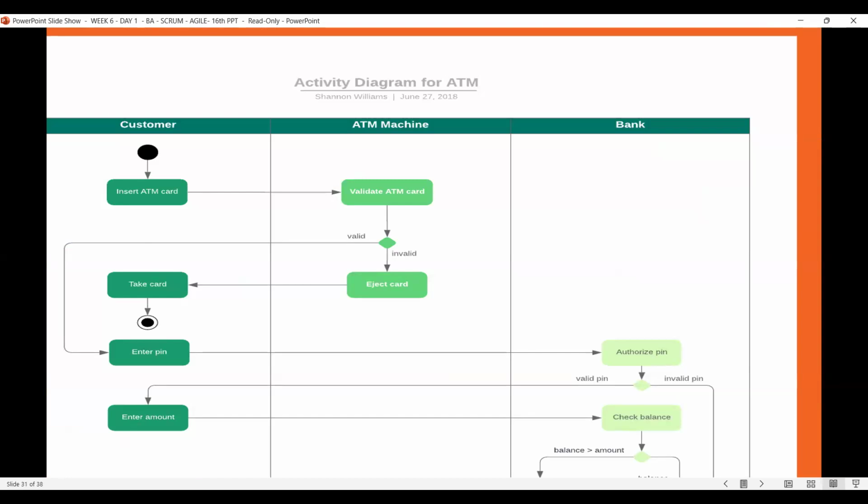Absolutely right. And by the way, you should also see this. It is done by the customer. Can you see this? Customer, ATM machine, and bank. So these are the parties involved. These are the actors or parties involved in the process. Then we also have this connector, or process flow, or control flow.